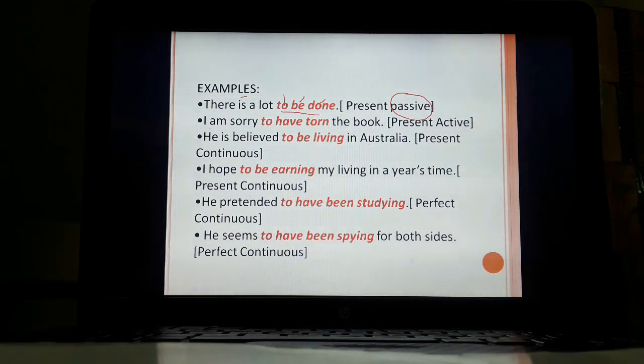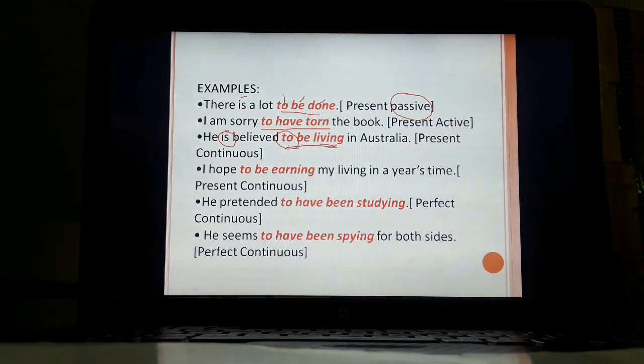The second sentence, I am sorry to have torn the book. So to have torn, this is the infinitive. And in which form is it? It is in the present active form. So to plus have plus torn. Third sentence, he is believed to be living in Australia. It is in present continuous. Why present? Because as you can very well see, is has already been mentioned over here. And why is it an infinitive? Because to is there. So to plus the present form plus the ing form of the main verb, that is living.